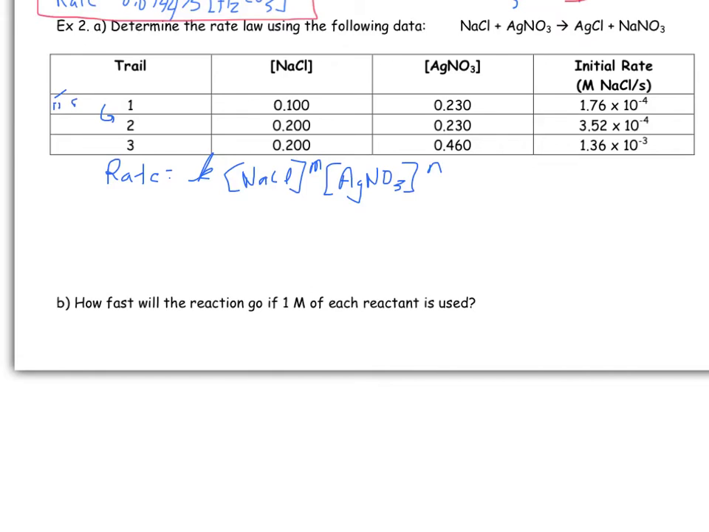Now they always will not be in this order. Because my concentration doubled and my rate doubles, then I have a proportional increase, and M equals 1. To find N, I need to compare trial number 2 and trial number 3. This gives me two trials to compare where silver nitrate changes and NaCl stays the same.